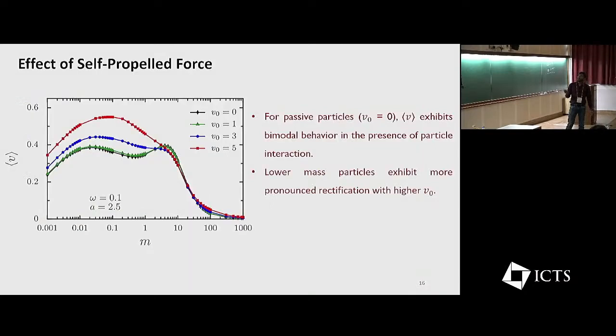Then we see the effect of the self-propelled force. When we increase the self-propelled velocity, the peak at the lower mass value shows higher rectification, and this bimodal pattern collapses into a single peak.